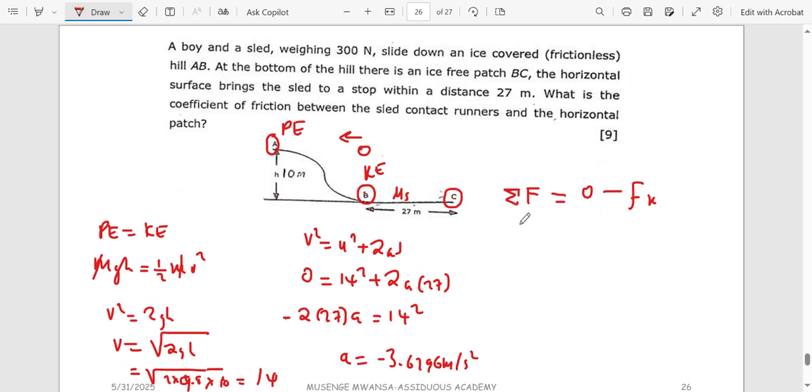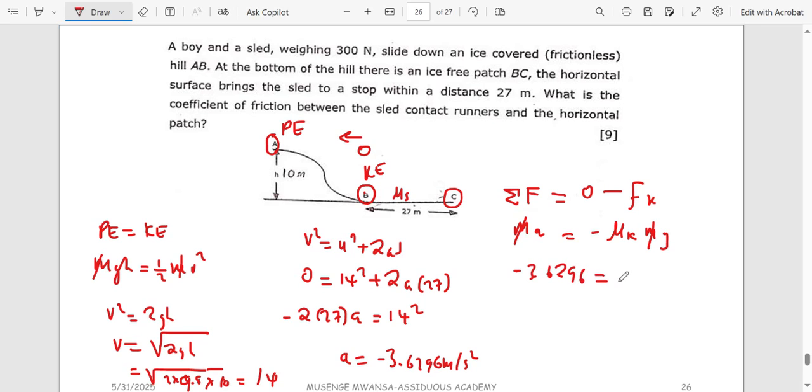But remember Newton's second law of motion, it tells us that a net force is mass times acceleration. So that will be equal to negative Fk, which is negative mu k times normal force. On a level surface like this one, the normal force is given by mass times gravity. So the mass cancels.